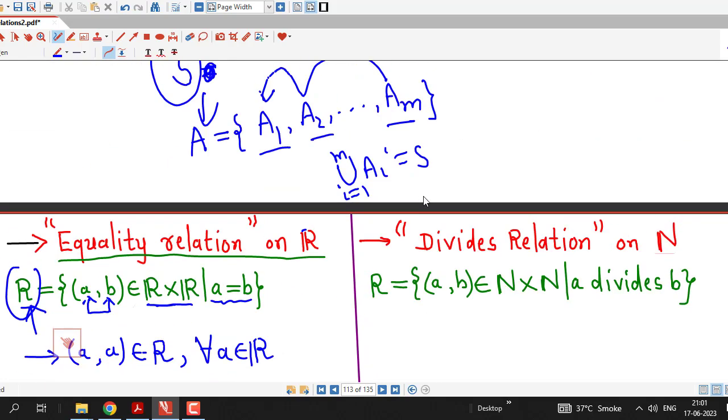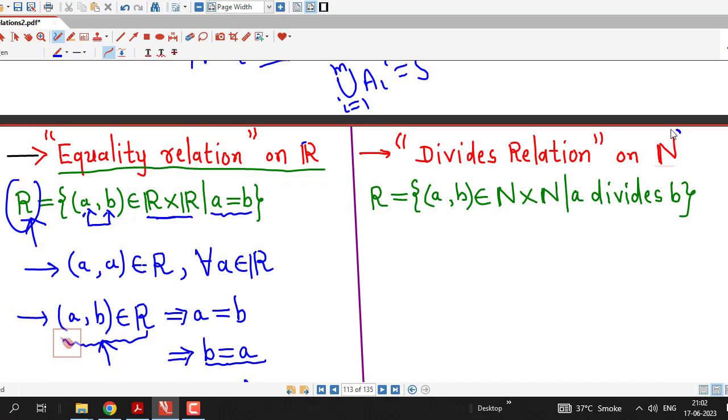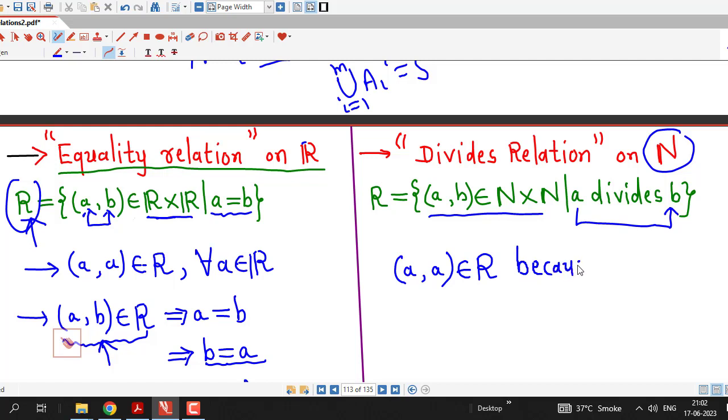We can check the divides relation on the set of natural numbers or on the set of positive integers also. Here we have ordered pairs of natural numbers such that the first component divides the second component. So if we have an ordered pair in which both components are equal, then this is obviously a member of relation R, because we know that any positive integer divides itself, and this is true for all positive integers. Therefore R is reflexive.